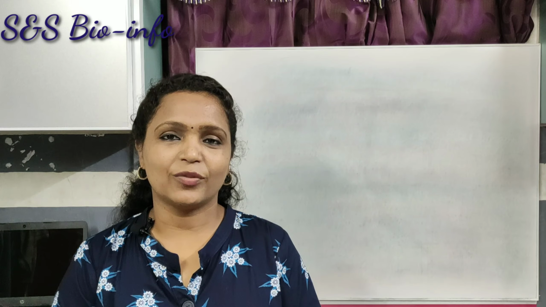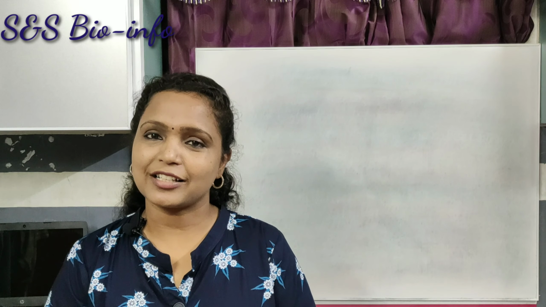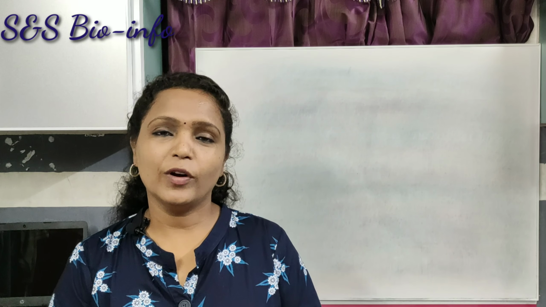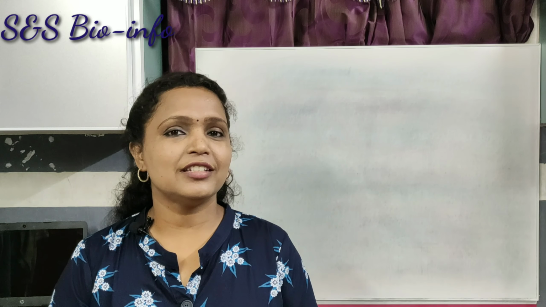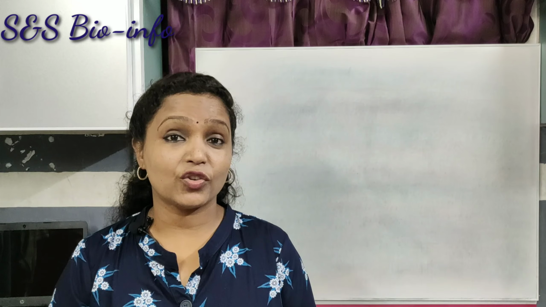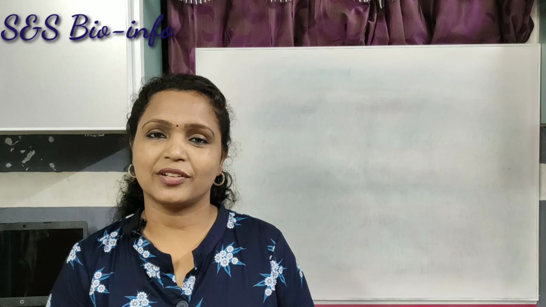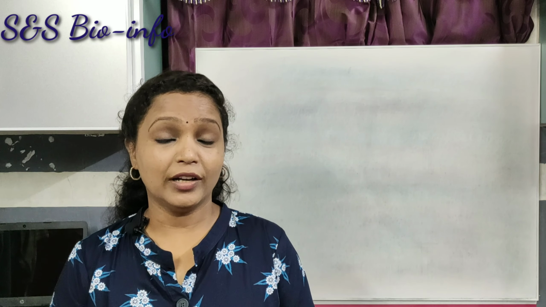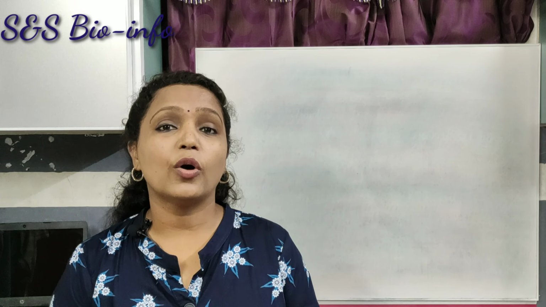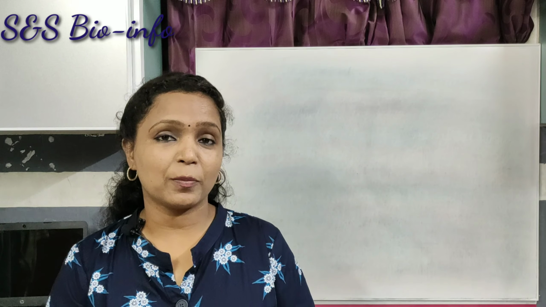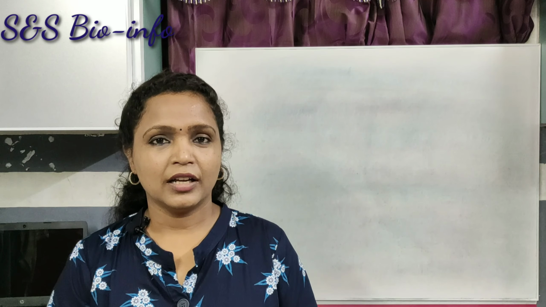In the previous session, we have learned about taxonomy and taxonomical categories. What is meant by taxonomy? It's a branch of biology which deals with characterization, identification, nomenclature and classification. Then what are taxonomical categories? The different grouping levels or ranks in the classification process are known as taxonomic categories.